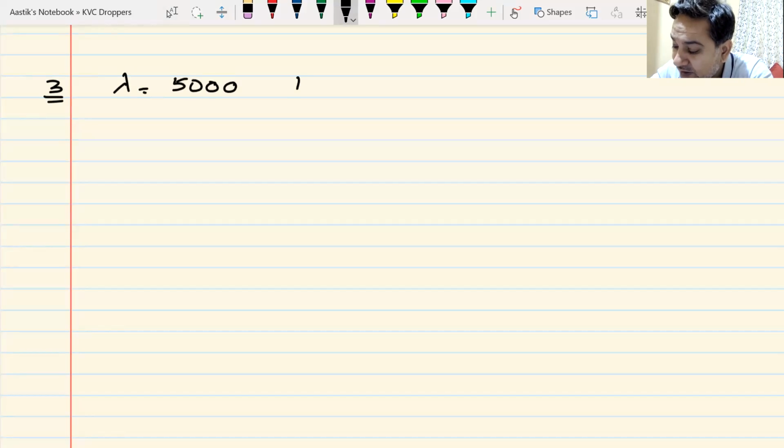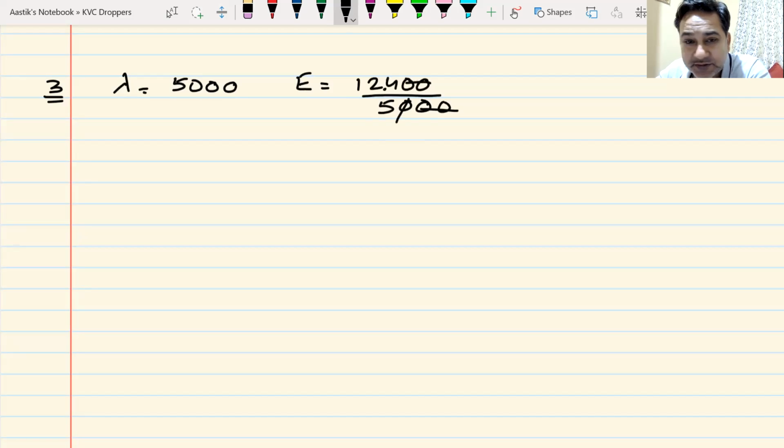You can calculate the energy of the photon. How much will be the energy? hc by lambda. I know how much hc is: 12,400. Do we remember this? 12,400 divided by 5,500. So the zeros go away, and this becomes 12.4 divided by 5.5. I'll just leave it here. So whatever comes, what is coming? 2.25.